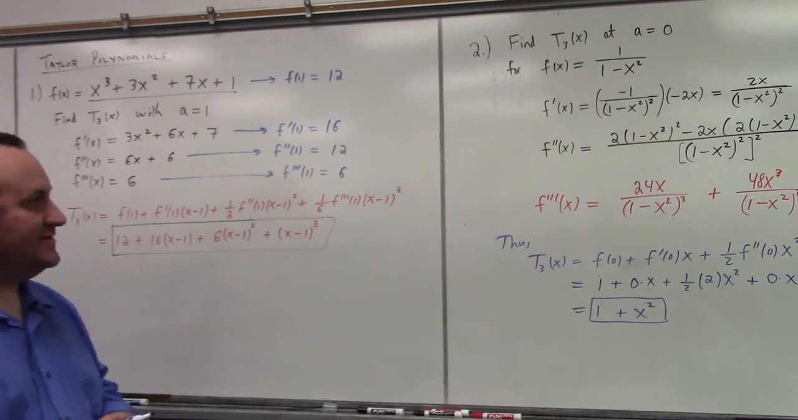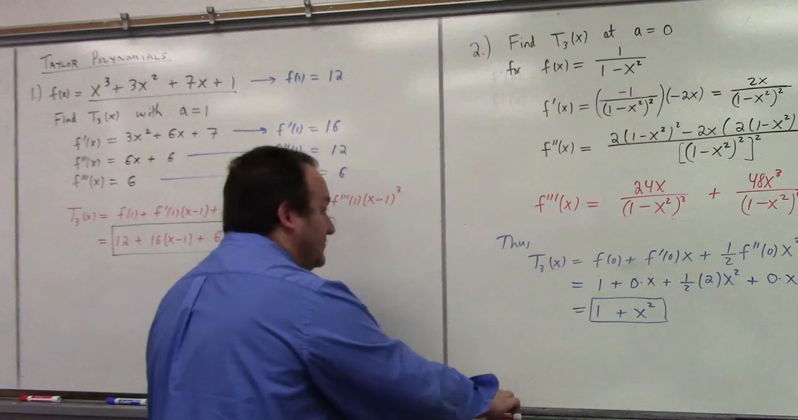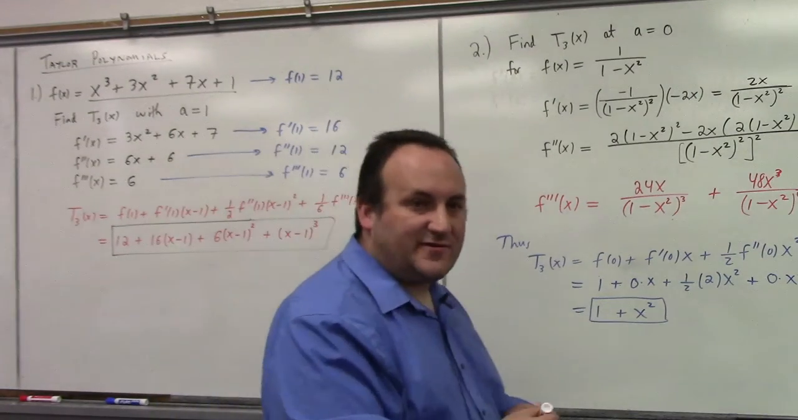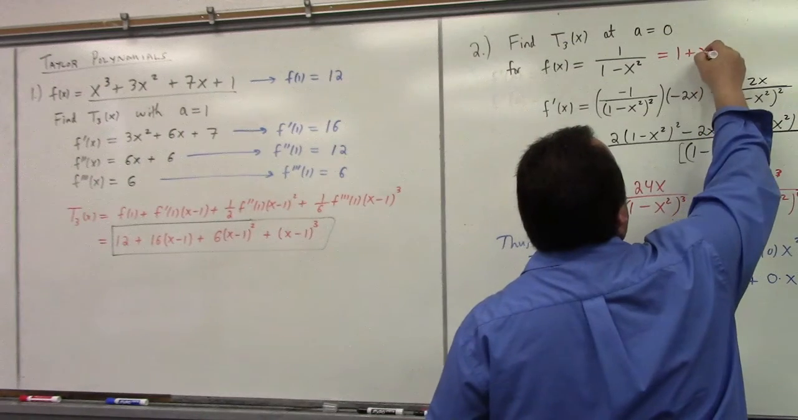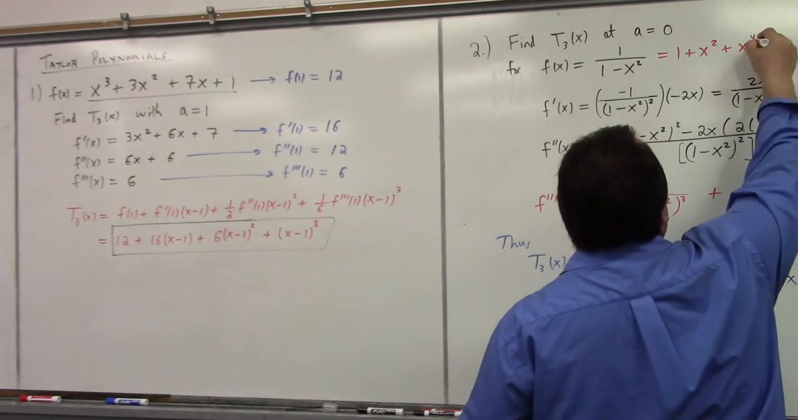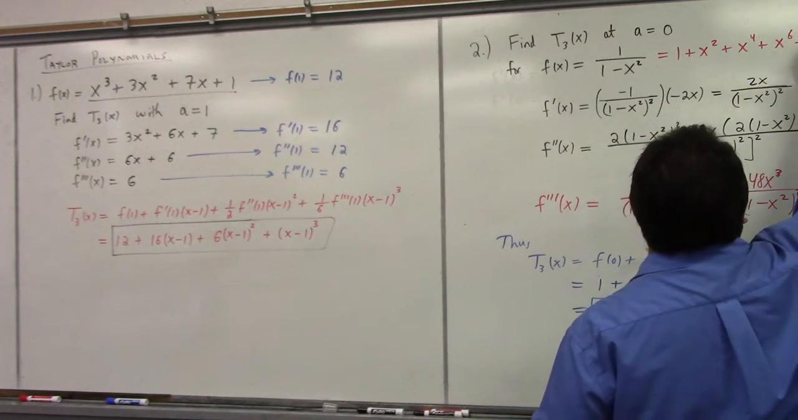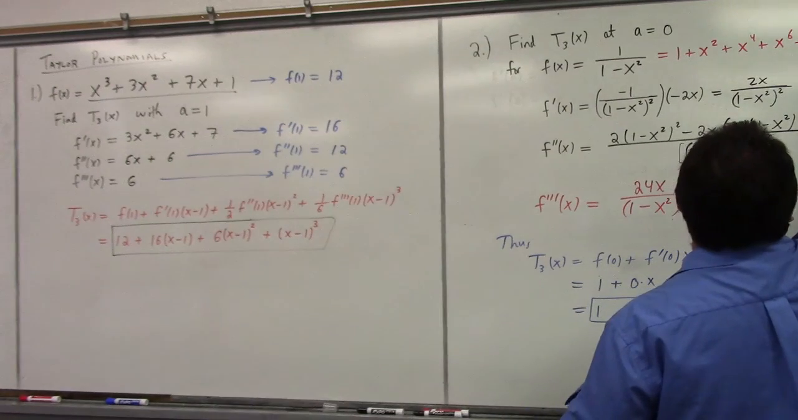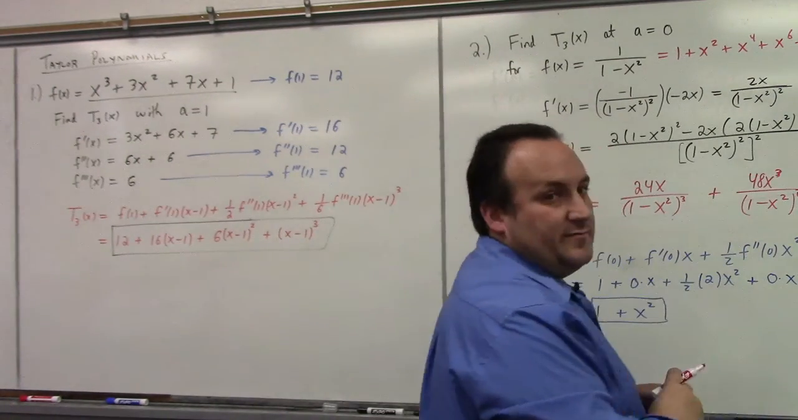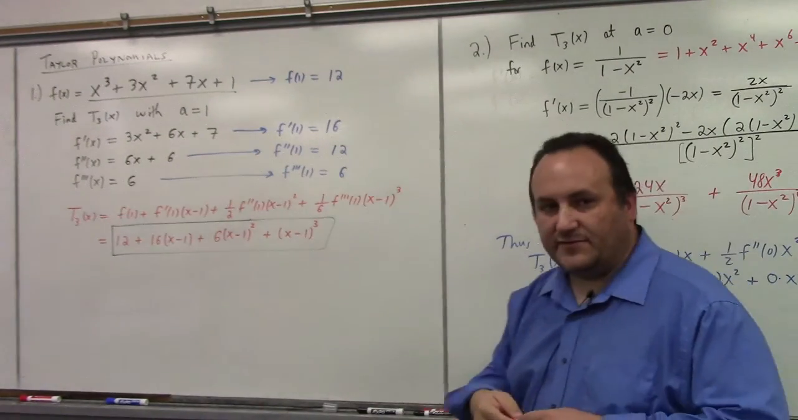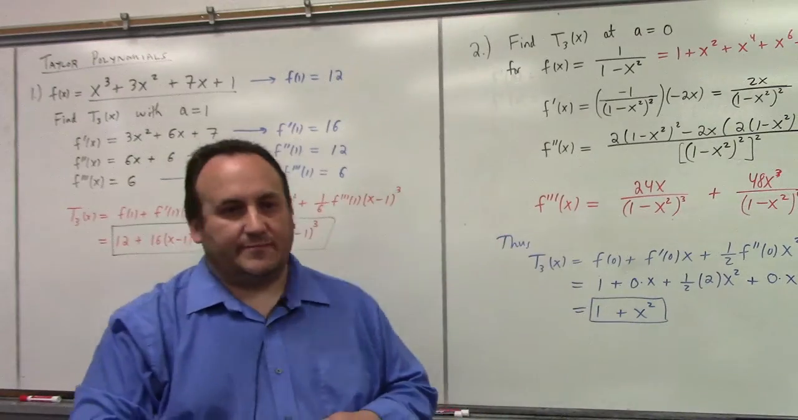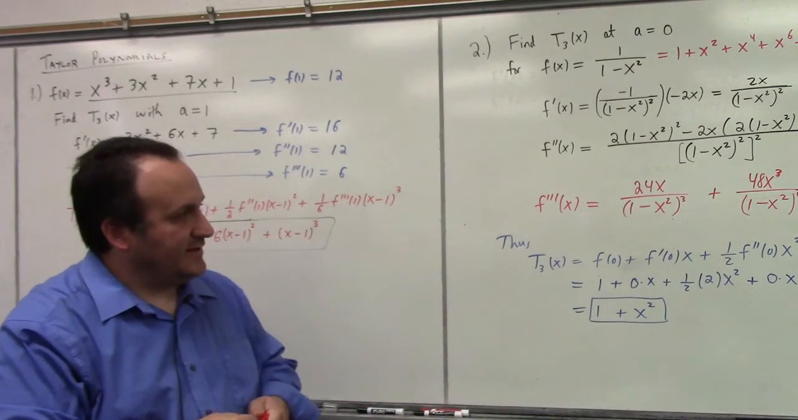Fun fact, in Calc 2 you find out from something called the geometric series that this is actually equal to 1 plus x squared plus x to the 4th plus x to the 6th plus x to the 8th plus dot dot dot, provided that the absolute value of x is less than 1. But anyway, that is, of course, forbidden knowledge at the moment.